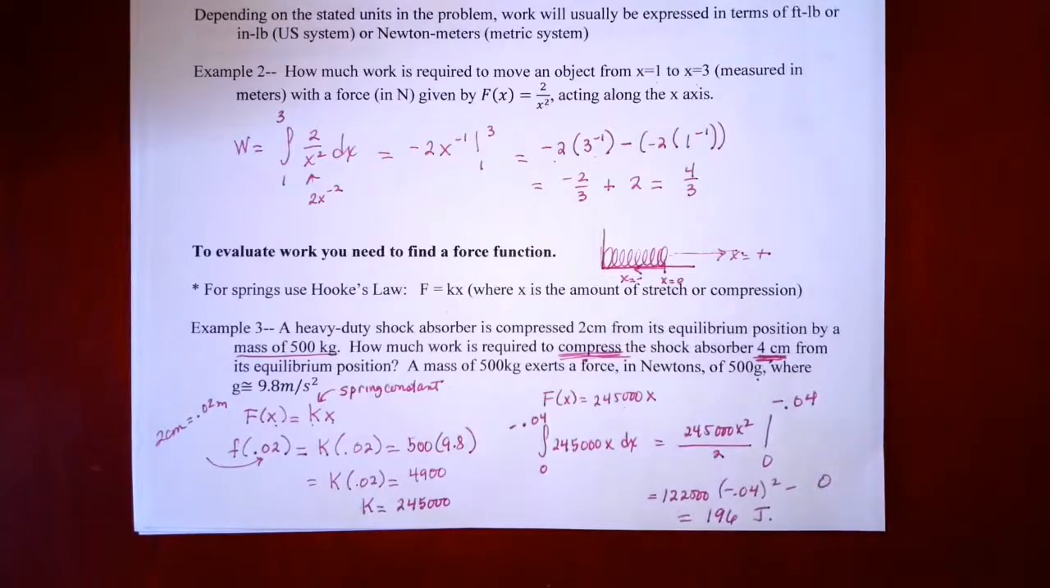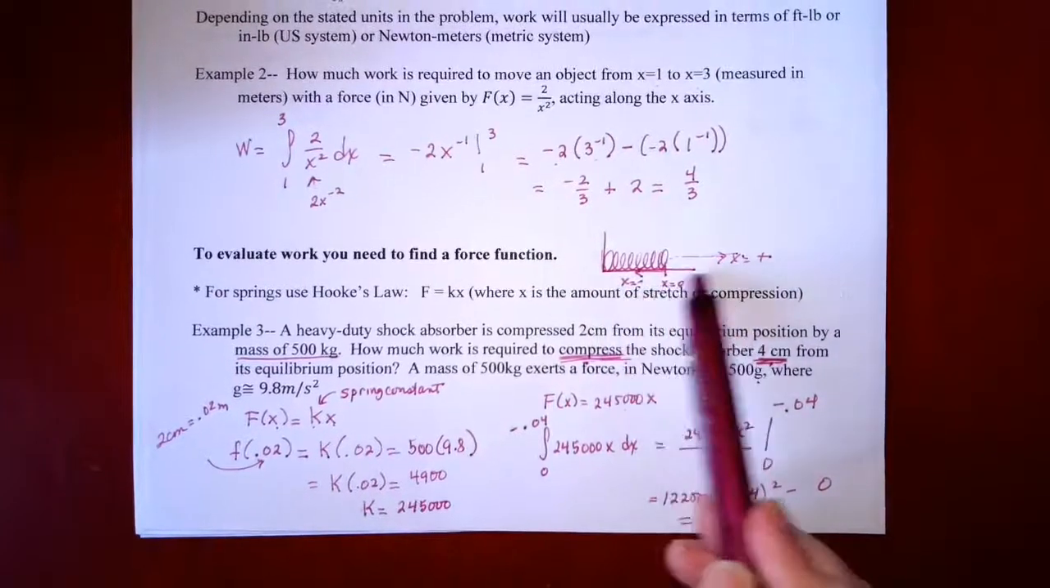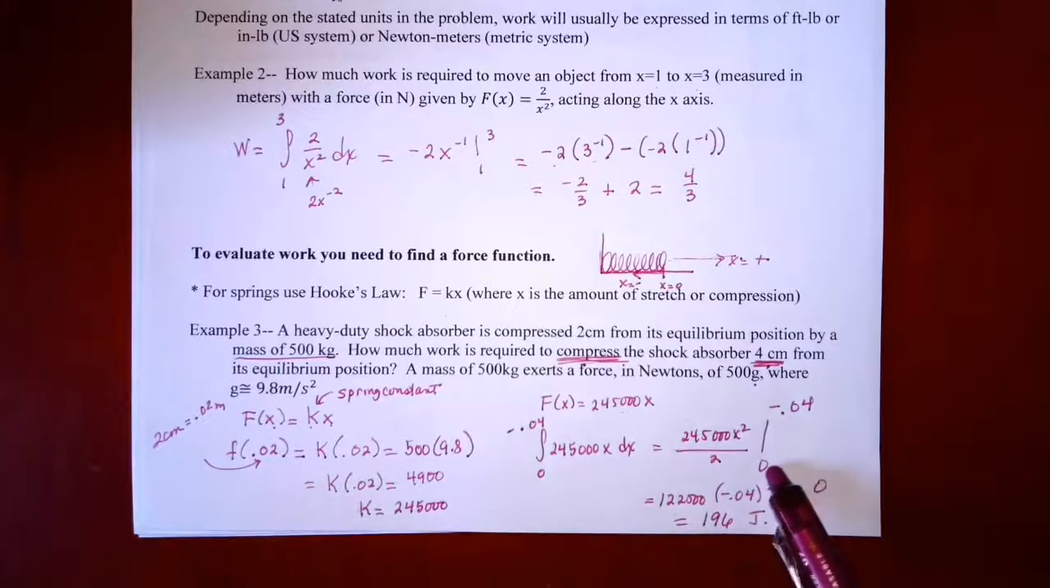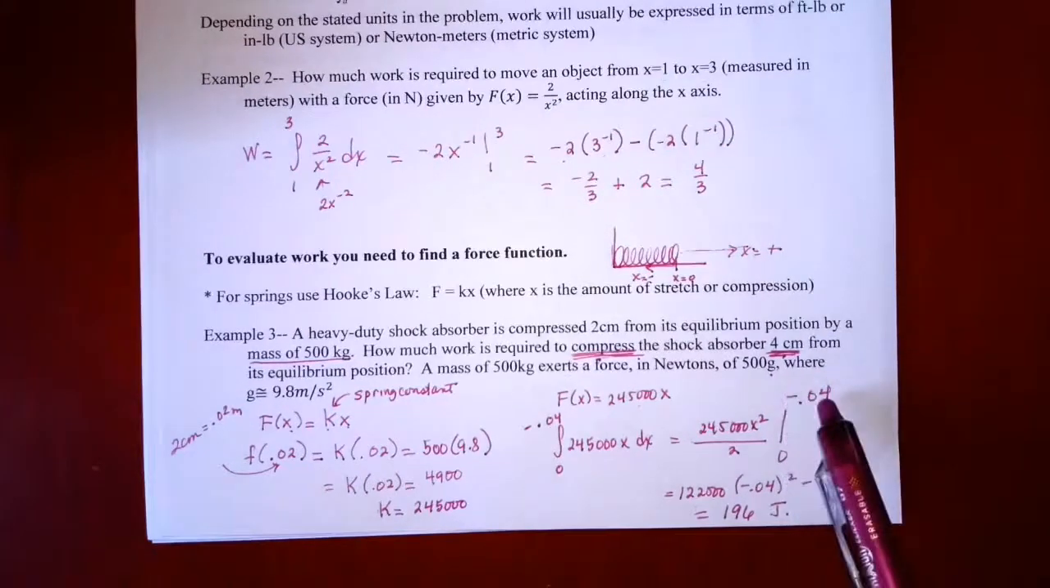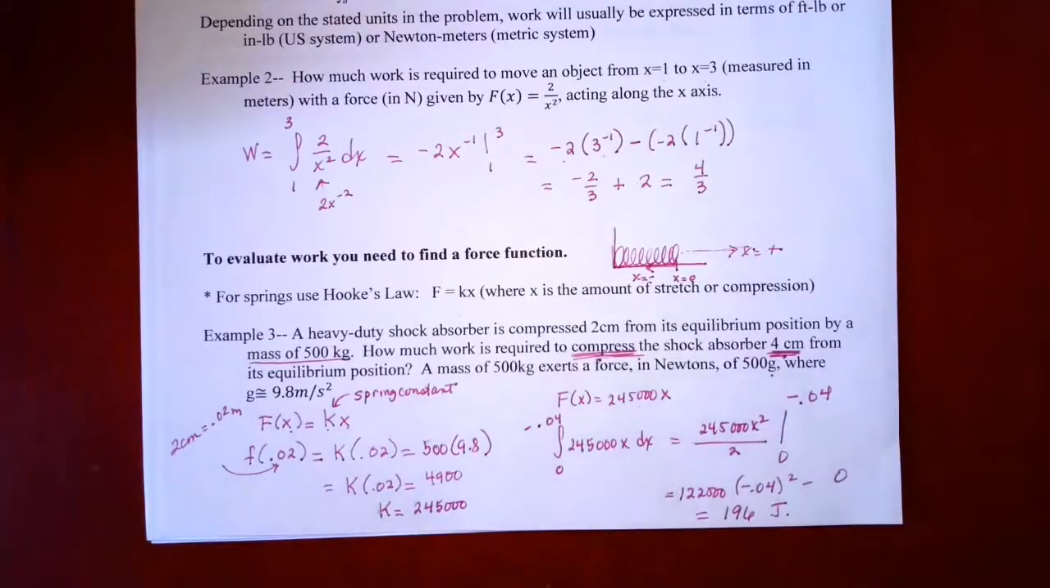Like I said, for me, if you're moving to the left of 0, you're going to get a negative x. If you're moving to the right of 0, you're going to get a positive x. But as long as you have the amount of stretch or compression when you start on the bottom and the amount of stretch or compression on the top of where you finished, you'll get an equivalent answer. Okay?